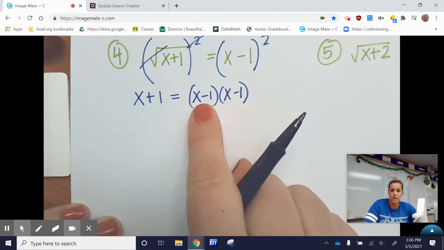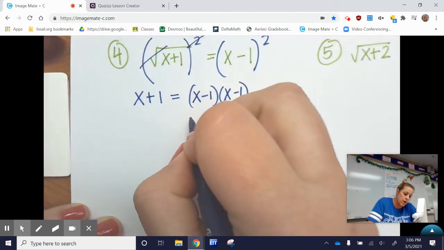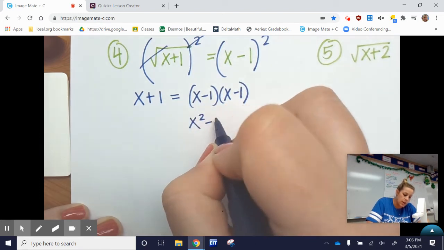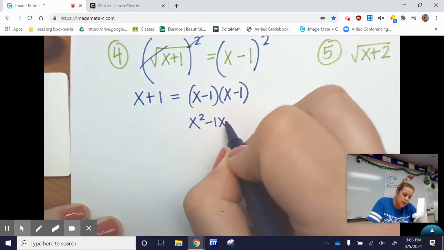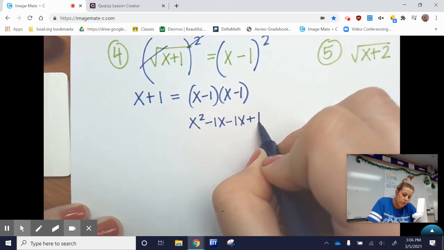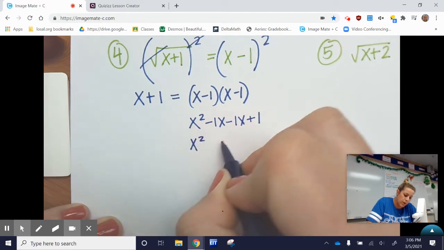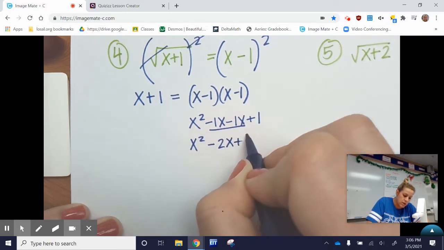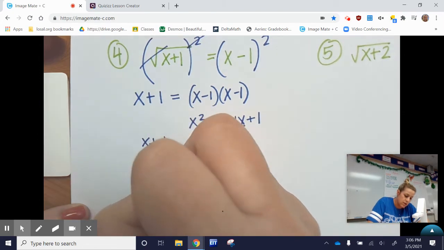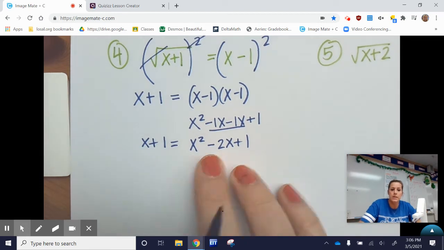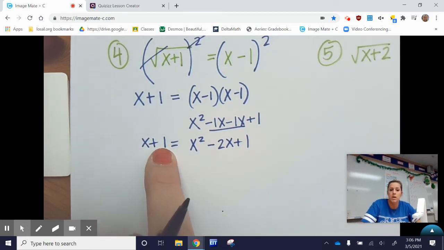You should be experts at that right now. And so I'm going to go ahead and do FOIL. X times x is x squared. Then I'm going to get a negative 1x and another negative 1x. 1 times 1 is a positive 1. So I end up with x squared minus 2x plus 1 on the right, but I still have this x plus 1 on the left.